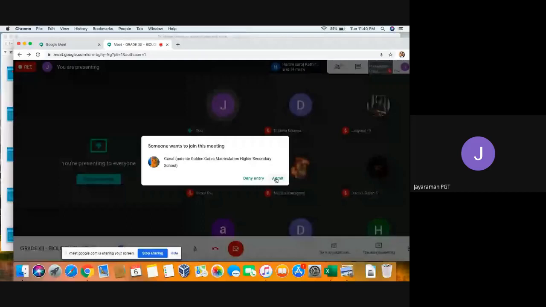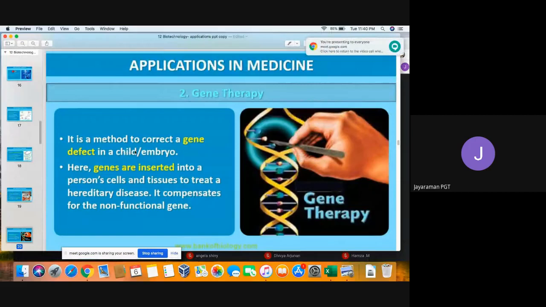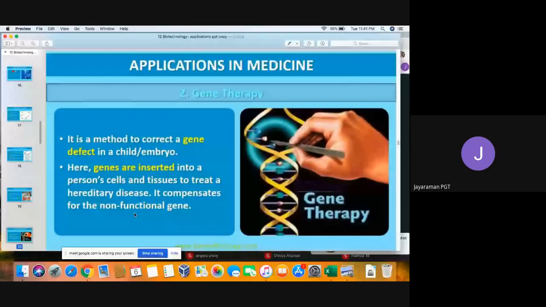One or two examples we'll discuss under this. So what is this? It is a method to correct the gene, to eliminate the defective genes. It is a method to correct a gene defect in a child or embryo, so this will be more effective. The genes are inserted into the person's cells or tissues to treat hereditary disease, to compensate for the non-functional genes. The non-functional gene is removed and the new gene is inserted. The faulty gene is removed. So it's gene repairing only: repair the genes, correct the genes, remove the faulty genes and add the new genes.